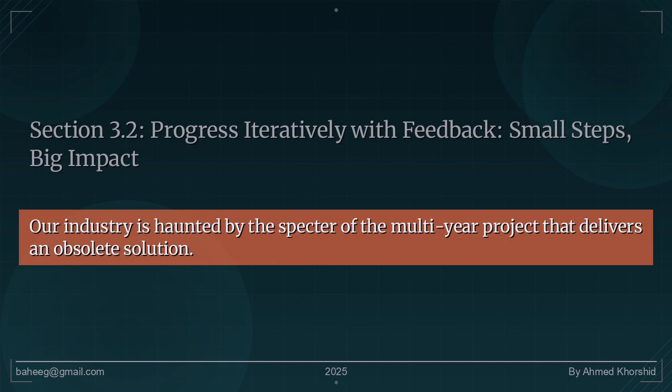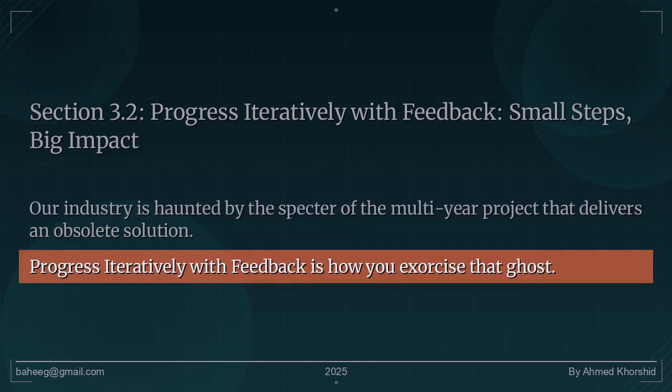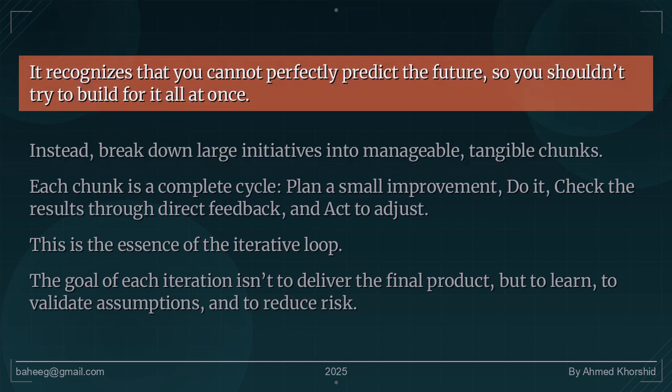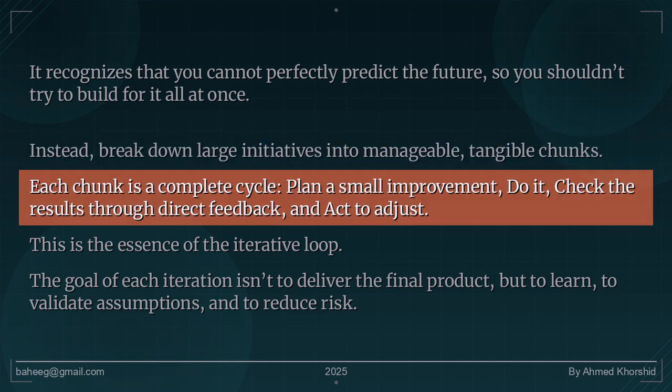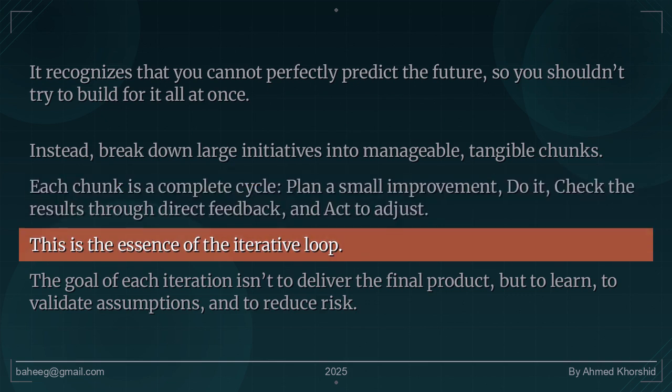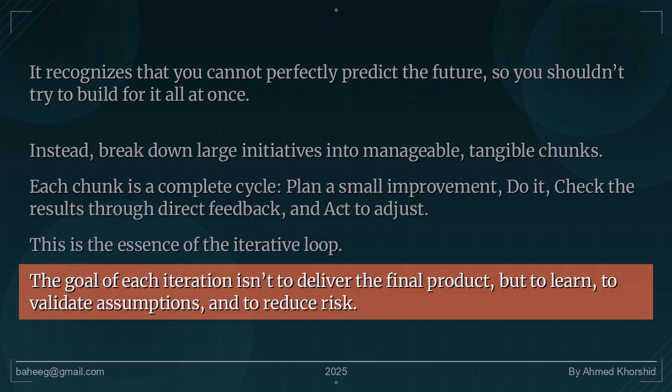Section 3.2. Progress iteratively with feedback, small steps, big impact. Our industry is haunted by the specter of the multi-year project that delivers an obsolete solution. Progress iteratively with feedback is how you exorcise that ghost. It recognizes that you cannot perfectly predict the future, so you shouldn't try to build for it all at once. Instead, break down large initiatives into manageable, tangible chunks. Each chunk is a complete cycle. Plan a small improvement, do it, check the results through direct feedback, and act to adjust. This is the essence of the iterative loop. The goal of each iteration isn't to deliver the final product, but to learn, to validate assumptions, and to reduce risk.